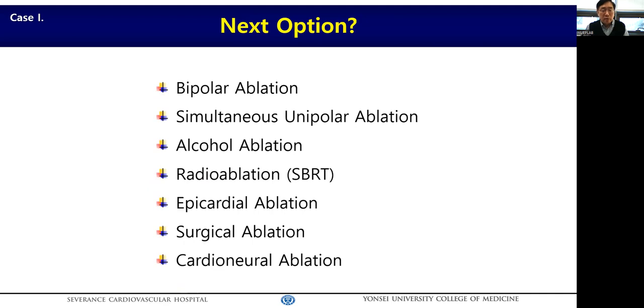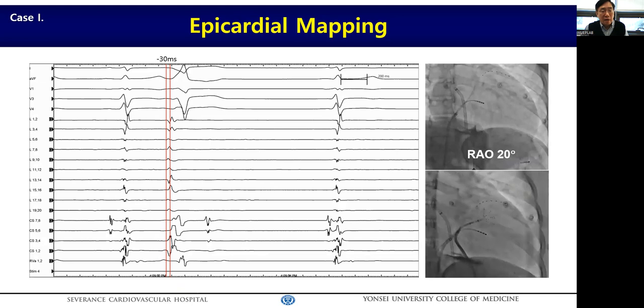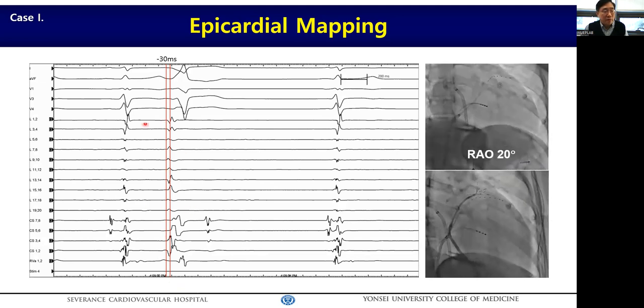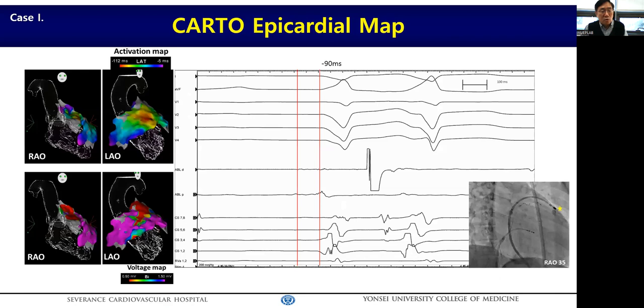Because nobody wants to generate a big scar in this young man, I chose epicardial ablation instead of an extensive burn. Using the pentaray catheter, we found the earliest activation site in the epicardium here, minus 30 milliseconds earlier. And this is the Carto epicardial map. There was a discrete activation site nearby the globular tissue area.